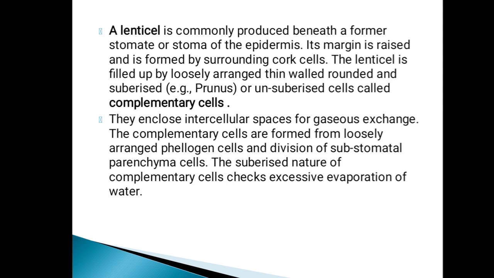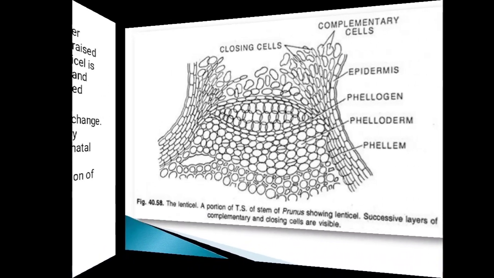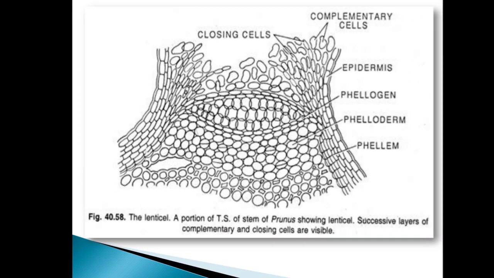In the image I will show you later, they enclose intercellular spaces for gaseous exchange. The complementary cells are formed from loosely arranged phellogen cells and division of substomatal parenchyma cells. The suberized nature of complementary cells checks excessive evaporation of water. On account of the pressure which is created because of secondary growth, the epidermis actually ruptures to form these pores. These pores are nothing but lenticels.